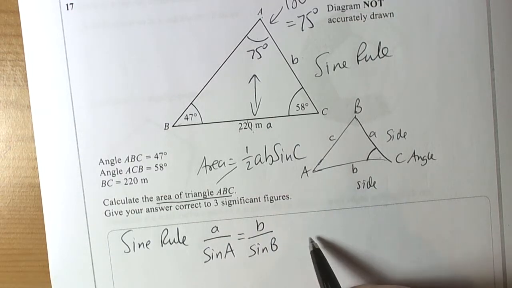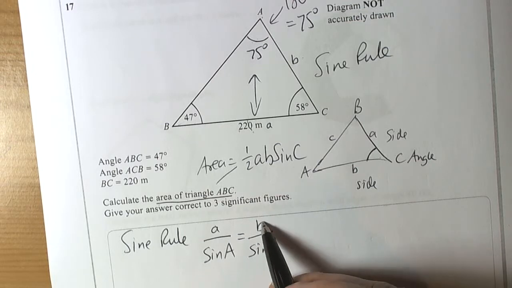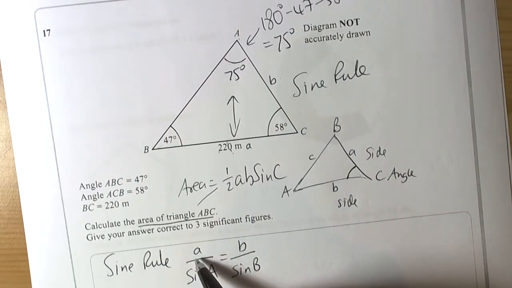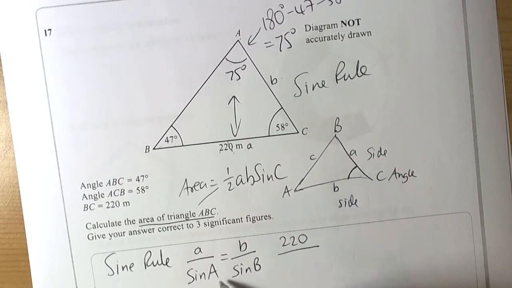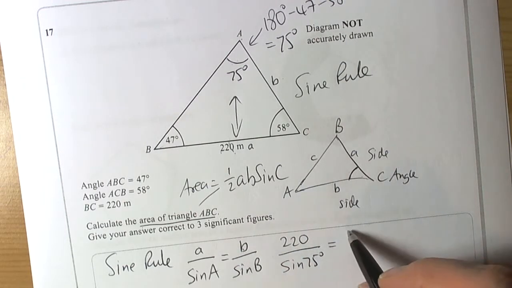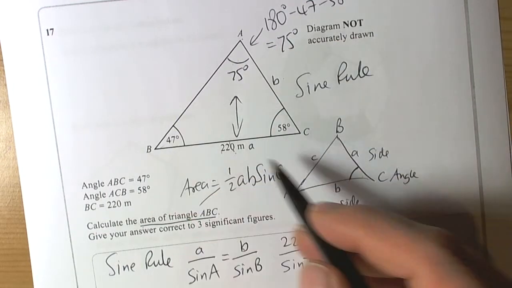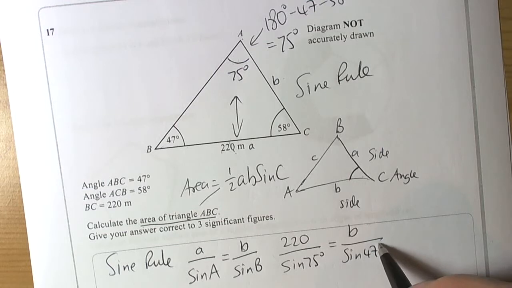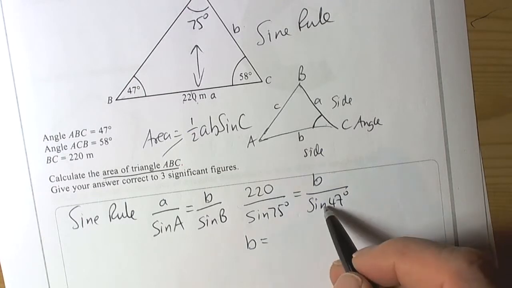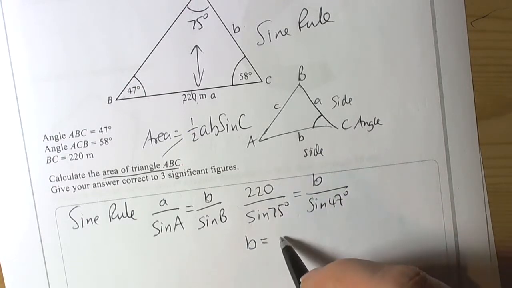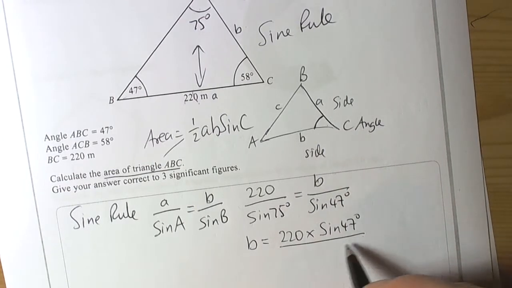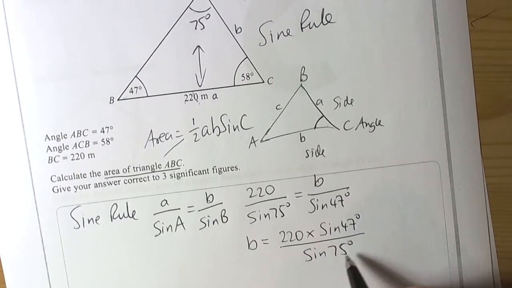I don't need the C part because I've got enough information to find one missing thing, knowing 3 of the other things. So from this picture we can see that the value of a is 220, the value of big A was 75, and that's equal to the length that we want, b, divided by the sine of 47. And we can see from this that we rearrange to get b on its own. So b, this says divide by the sine of 47, so it comes across as multiply. So we're going to do 220 times the sine of 47 degrees all over the sine of 75 degrees.